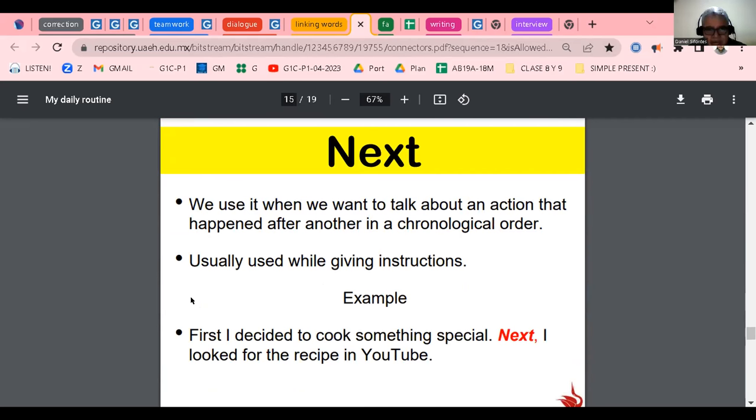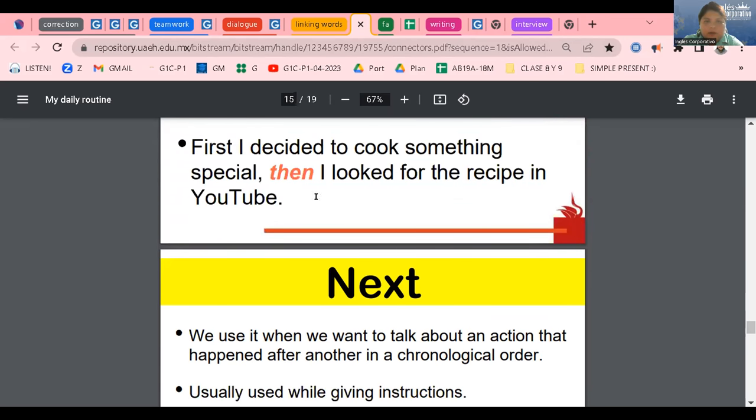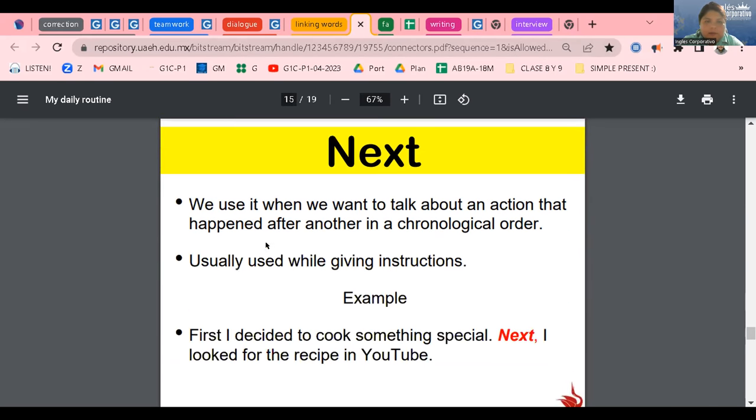Use it when we want to talk about an action that happened after another in a chronological order. Chronological order. Ok, entonces acá estamos hablando que cuando nosotros queremos hablar de una acción que sucedió después de otra en un orden cronológico de ideas. Aquí sería un orden lógico, aquí es un orden cronológico. Usualmente utilizado mientras damos indicaciones.